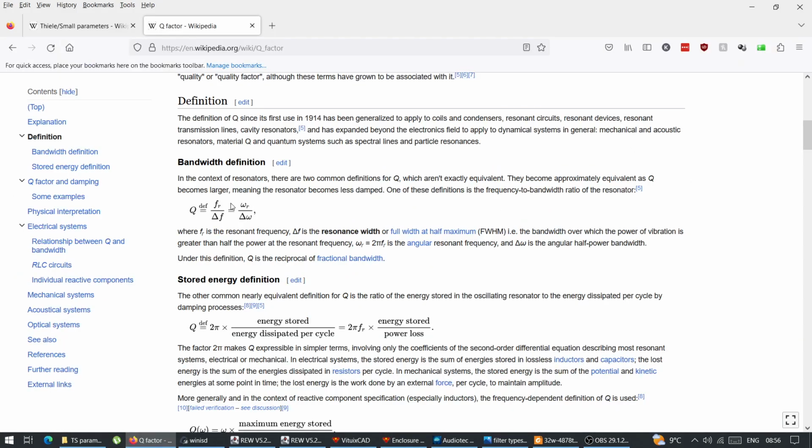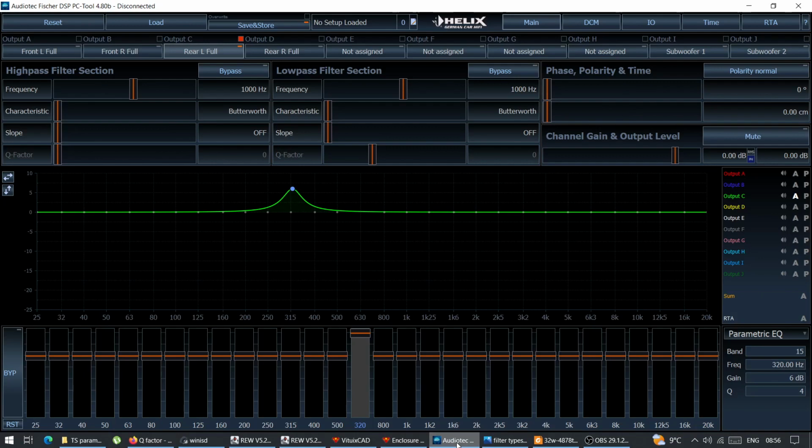So first of all, the Q. The definition of the Q is this formula. It basically means that you take any kind of peak. Let's go to EQ, for example, this one. You can have a positive boost in EQ or a cut in EQ. It is the same, just positive or negative. So let's, for example, take the positive hump.